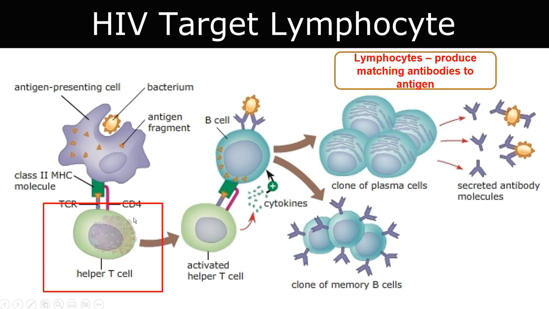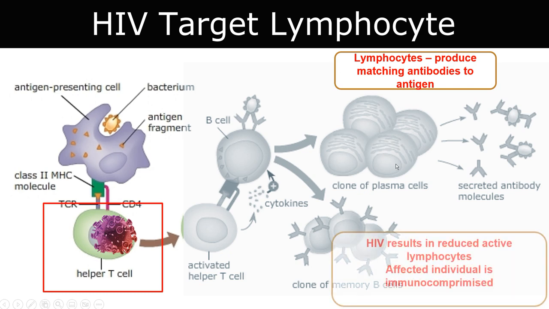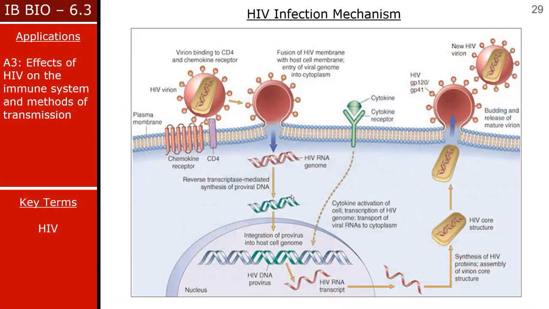So if we have a situation where HIV is invading and killing helper T cells, then we not only lose the helper T cells, but every adaptive immune response that we would have after that, any ability to really produce antibodies for anything, becomes compromised. And so HIV is going to result in reduced numbers of active lymphocytes, and the end result is that the affected individual is immunocompromised, and they will die from really any opportunistic infection that would normally be fought off in somebody who was healthy.